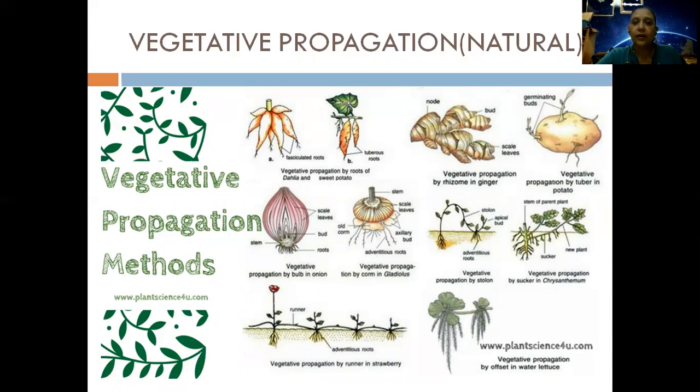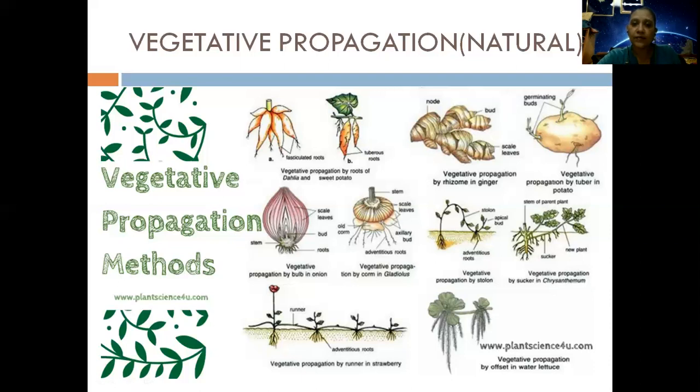Okay. Then you see the rhizome in ginger. Then vegetative propagation by the tuber in potato. See here in the ginger and in the potato, you will find the bud that is coming out, right? In the potato as well as in the ginger, from there the new germinating buds are coming out. That means if a part of the ginger or a part of the potato is put under the soil, it would germinate into a new plant. Okay.